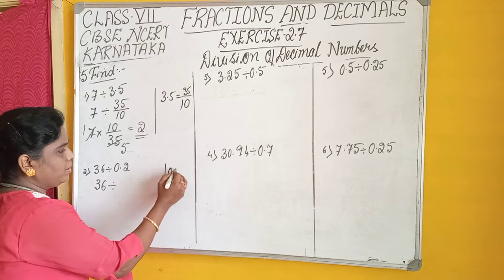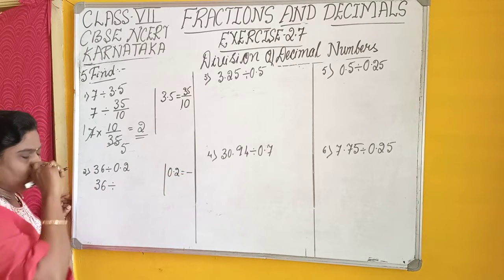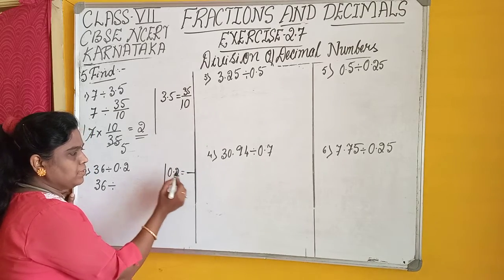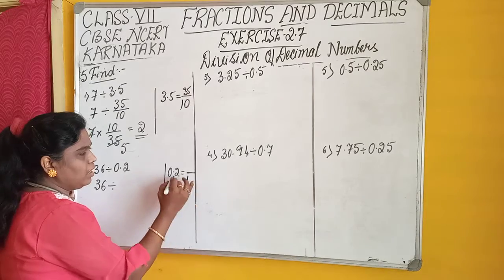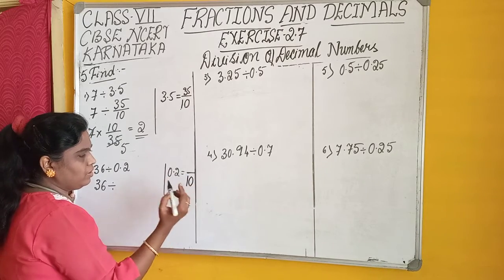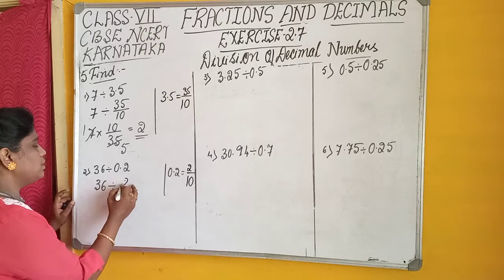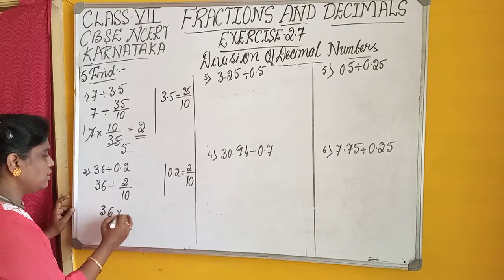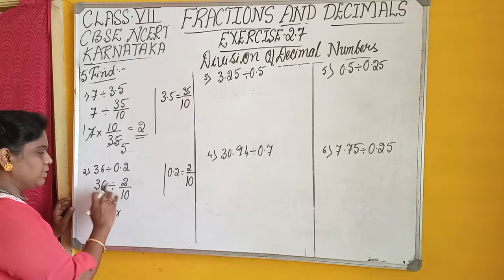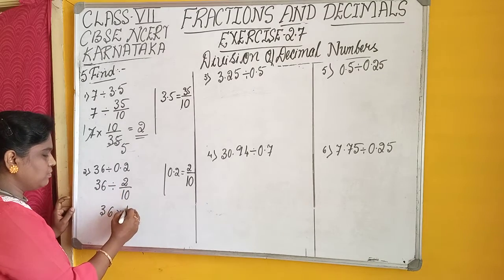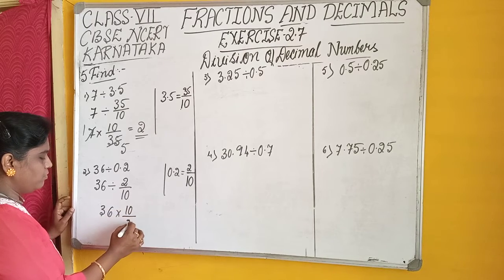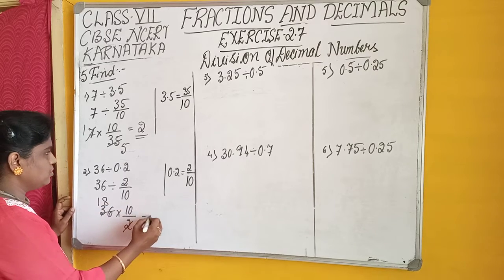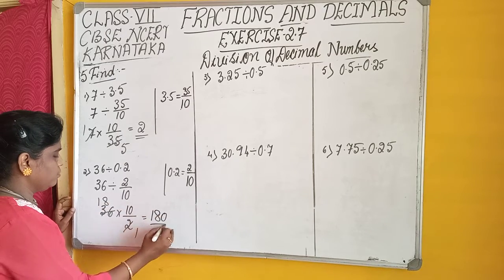0.2 is converted into fraction form, right? For the decimal point put 1. After that, how many digits are there? Only one digit. That is 2 by 10. 36 divided by 2 by 10: when dividing, it converts into multiplication. We have to take the reciprocal. Therefore, 2 ones are 2, 2 tens are 20, 36 times 5 is 180. That is equal to 180.